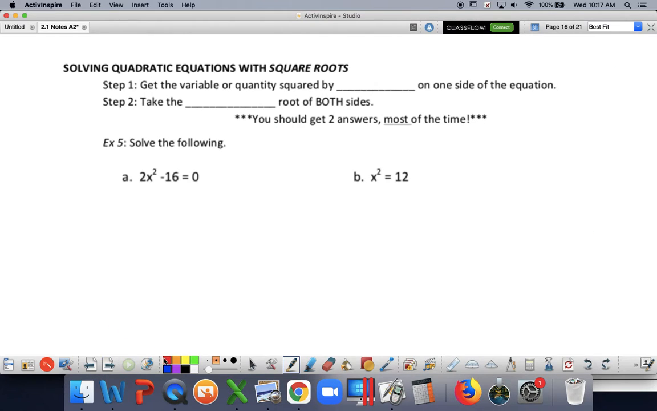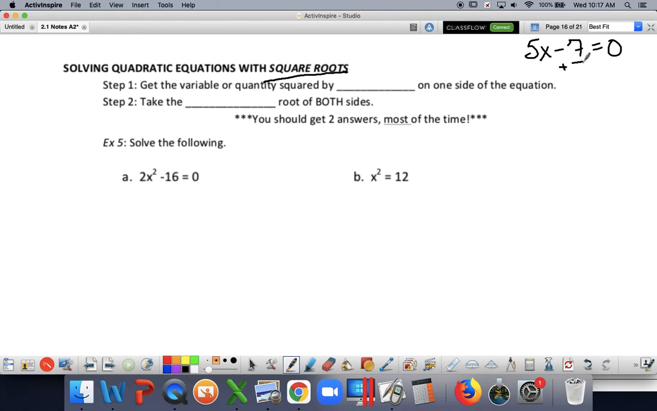All right, let's move on to our biggest learning target of the day, which is solving quadratic equations using a process called taking the square root. So here's how we do it. Say I had 5x minus 7 equals 0. How would I solve for x? Think about it for a second.